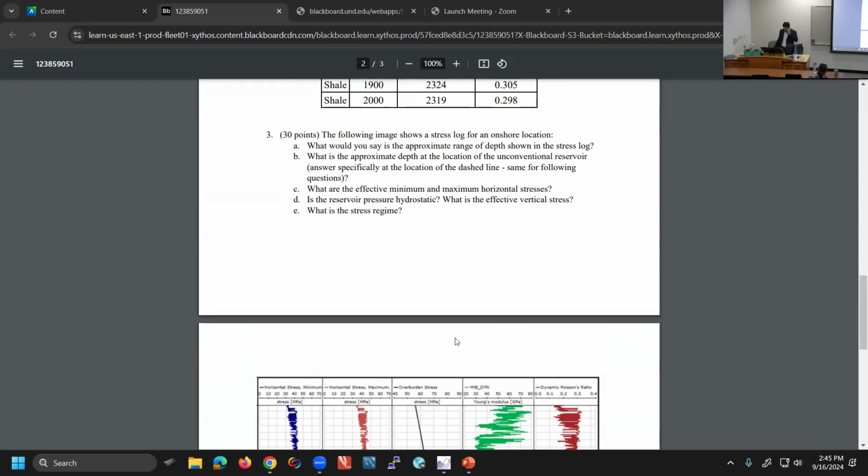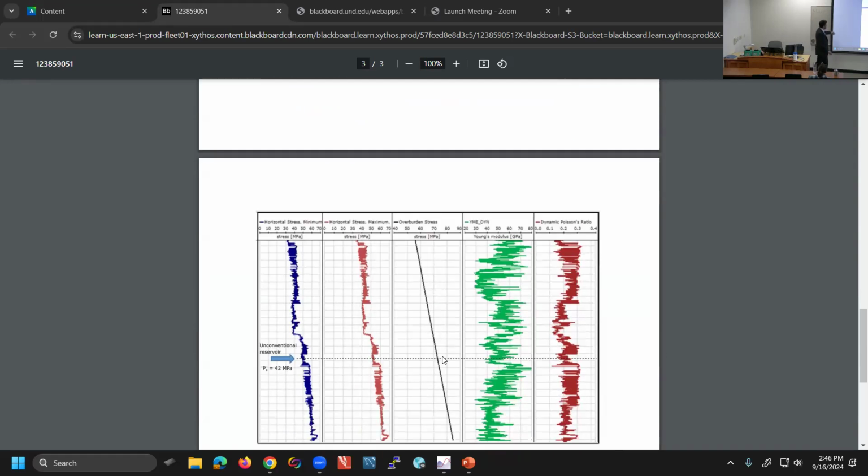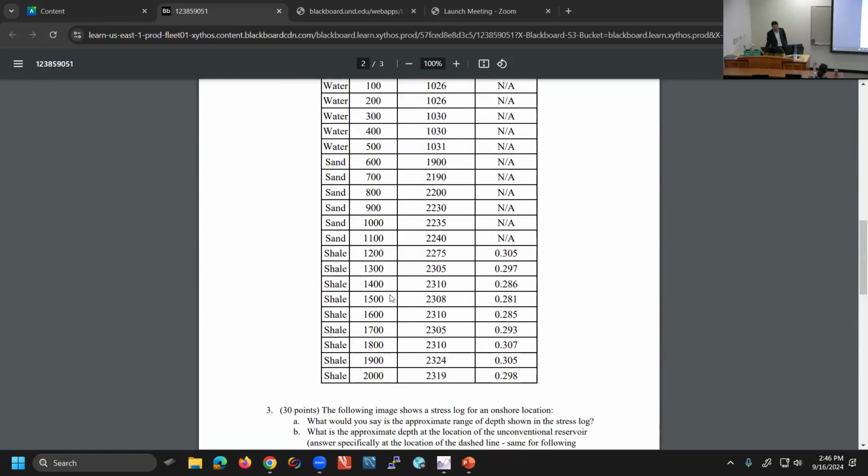You are given S. Is the reservoir pressure hydrostatic? And what is the effective vertical stress? I mean, you know the pore pressure, but now you also know the depth. The pore pressure is 42 MPa, but you know the depth. You can convert it and see if it's hydrostatic. By the way, this is an onshore reservoir, no seawater above you. So, what is the effective vertical stress? Very easy, sigma V. And well, what is the stress regime? Very easy homework question.